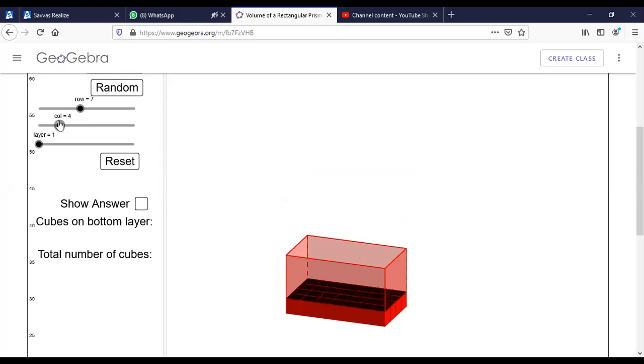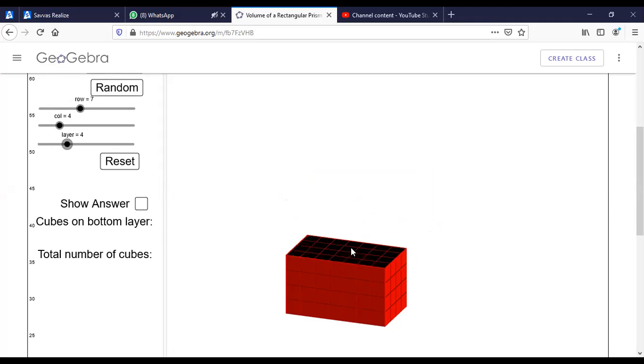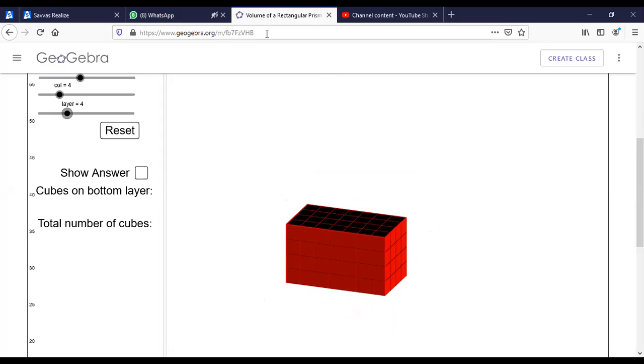I will fill it like this. So now I have filled all my prism. Now look here. Look here. Let me write.